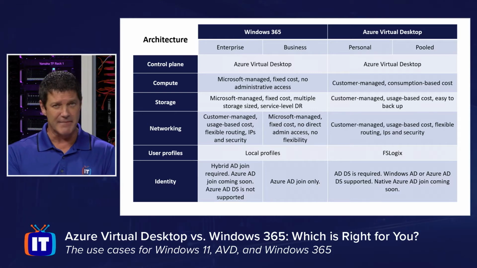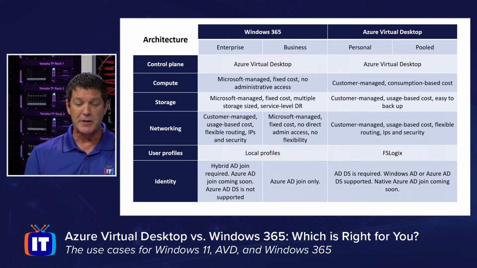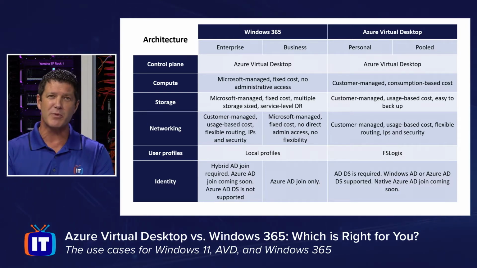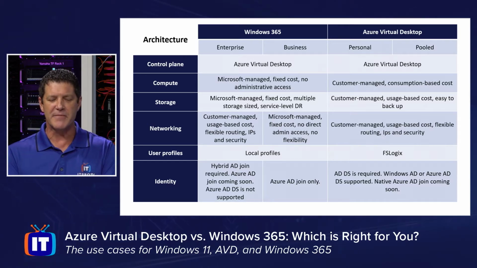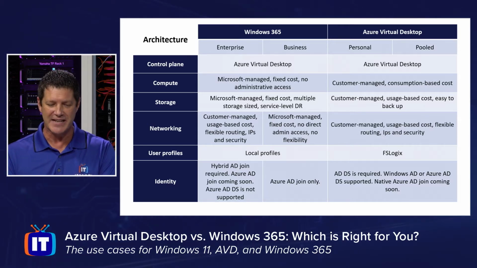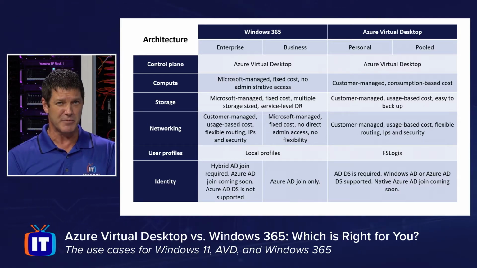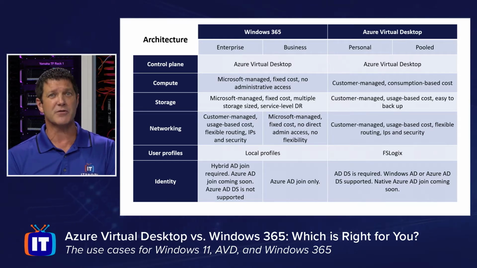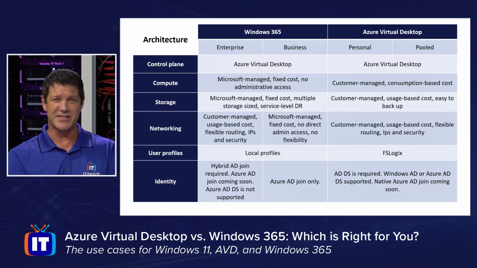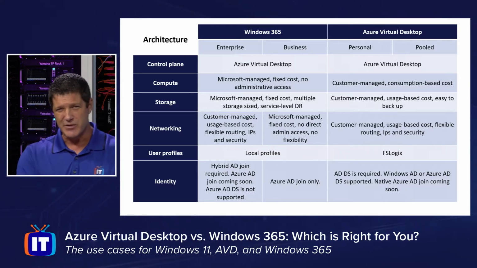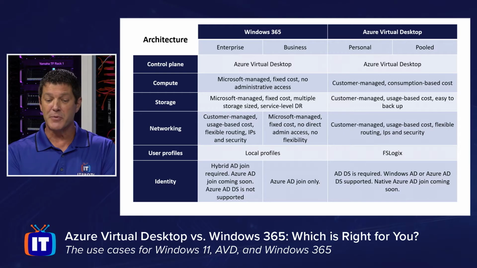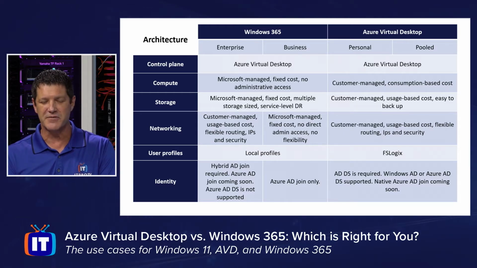As we move on, Adam, if you want to jump in anytime, feel free. When we look at compute cost, as you can see with Windows 365, it's Microsoft managed, fixed cost, no administrative access. And Adam mentioned this, these are going to be virtual machines that are running under Microsoft's Azure subscription, not yours. So you don't get control of or direct access to those VMs. We'll talk a little bit about networking coming up because that's where they kind of split. But as far as Windows 365, no administrative access, Microsoft managed, fixed costs for those.